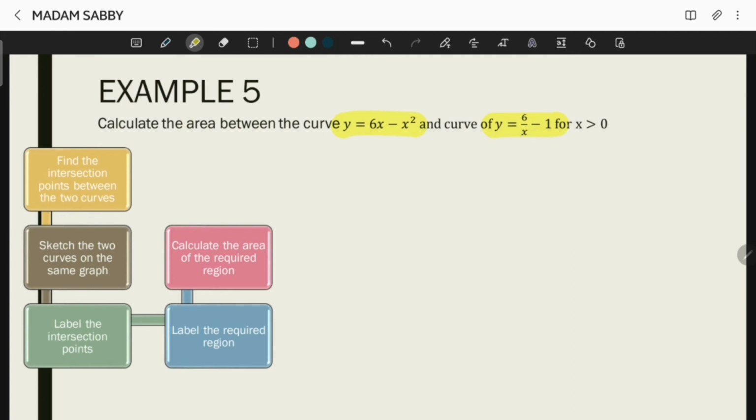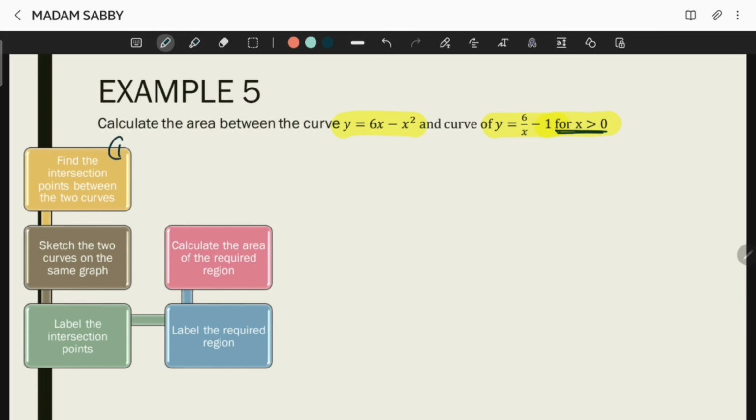In this question, they give you the condition for this rational function, which is x greater than 0. So you don't have to draw the entire rational function, because a rational function has two parts of the curve: one on the positive side of the x-axis and another on the negative side. Since it's already mentioned that x should be greater than 0, we're just going to focus on the positive part of x. So, the curves y equals 6x minus x squared and y equals 6 over x minus 1.